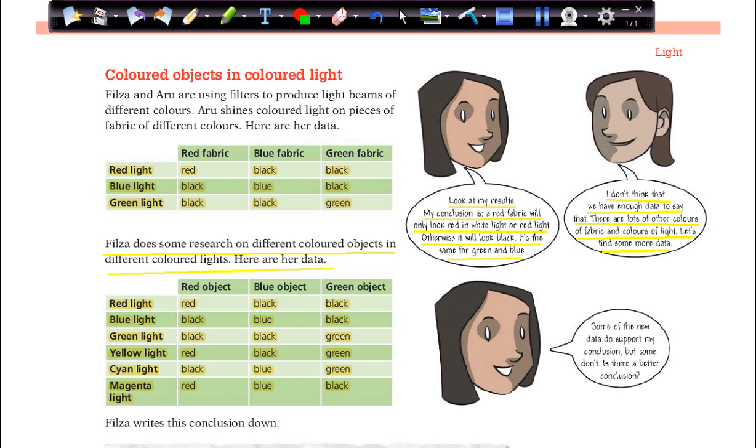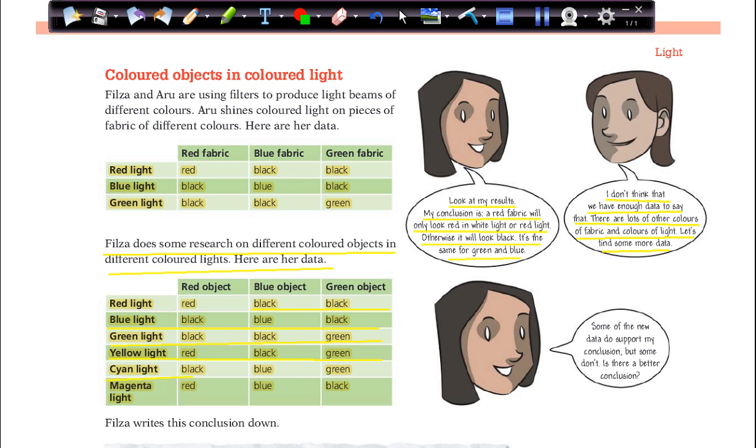Here are her data. Red light. On red object, they got red. On blue object, they got black, and on green object, they got black. Blue light. On red object, they got black. Blue object, blue. Green object, black. Green light. They got black on red, black on blue, green on green. Yellow light. Okay, now they added these secondary colors. Yellow light, they got red on red, black on blue, and green on green.